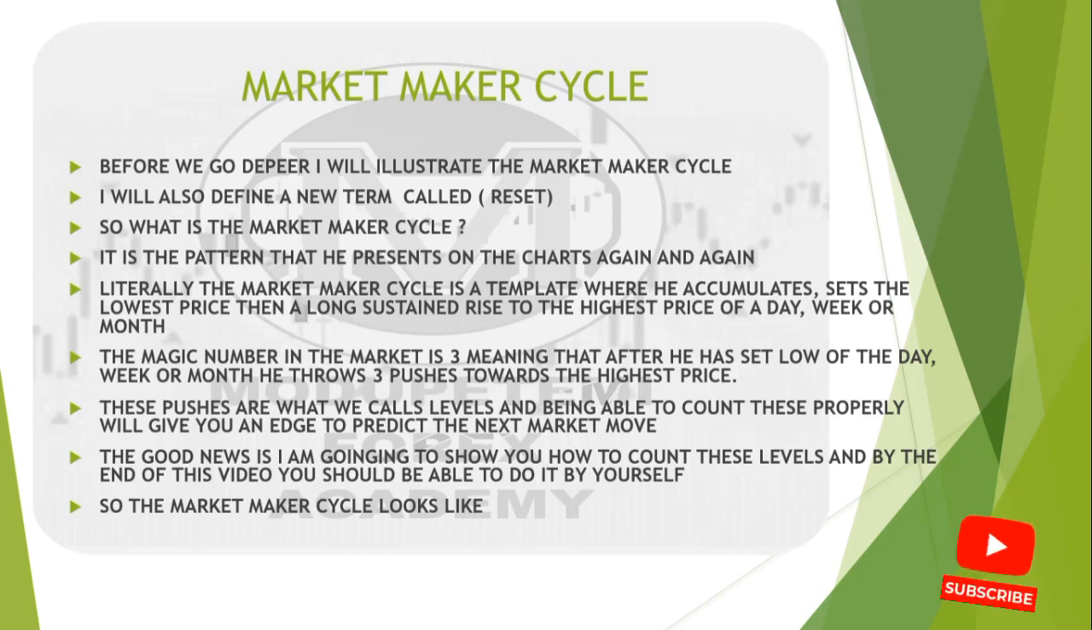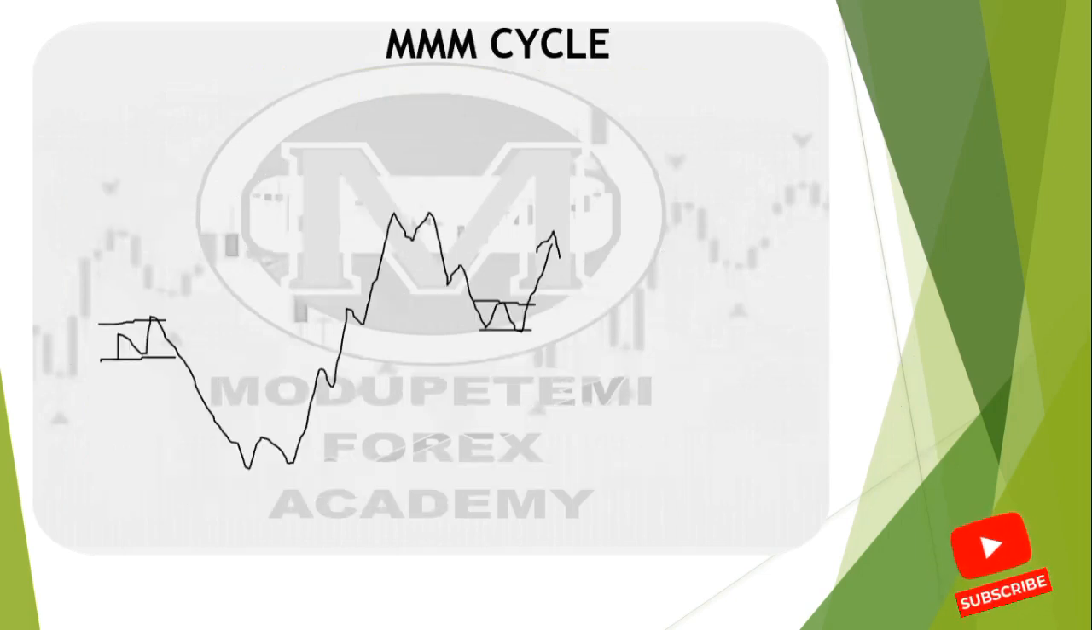So the market maker cycle looks like this. I will give you a pictorial view of how the market maker cycle looks, and at the same time I'm going to show you on the charts. So this is a pictorial view of how the market maker cycle looks. Here we have the accumulation, as in it sets the high and the low within a region, this upper region here and this lower region here. You have the lowest price for this region. From there, it makes an accumulation, with 3 pushes up to give you the high of that range, which we call the accumulation.